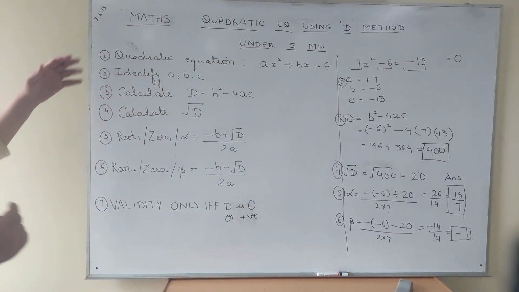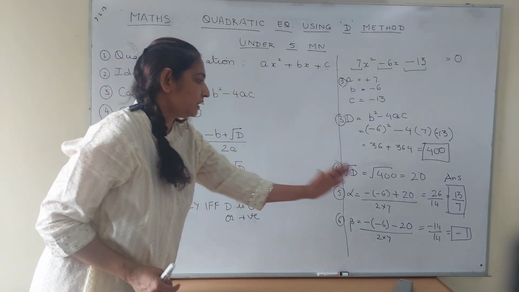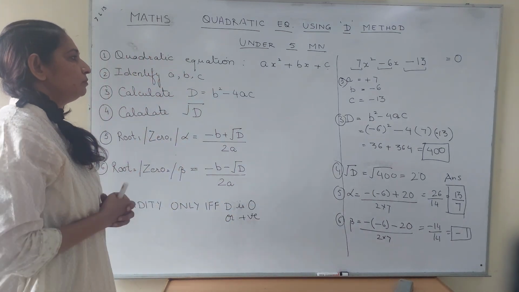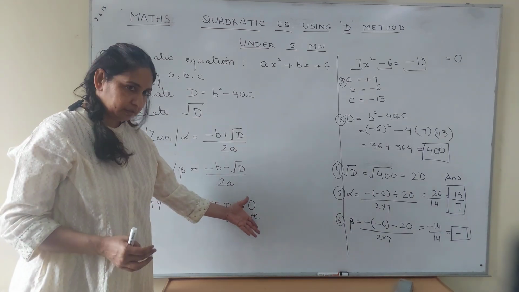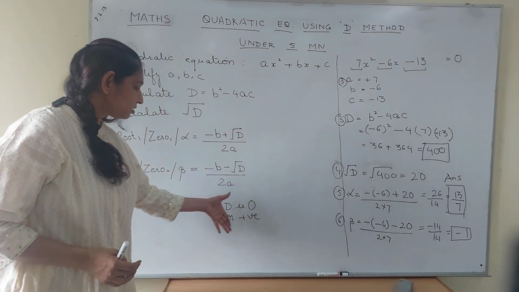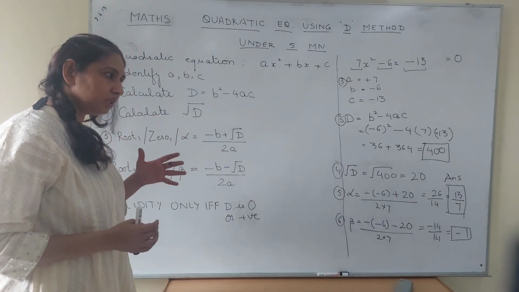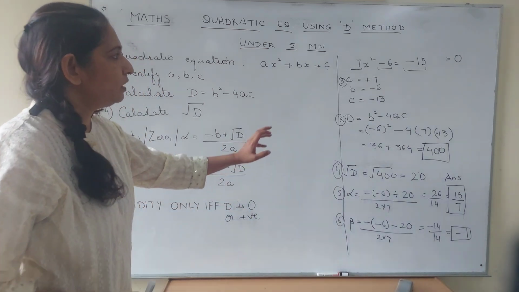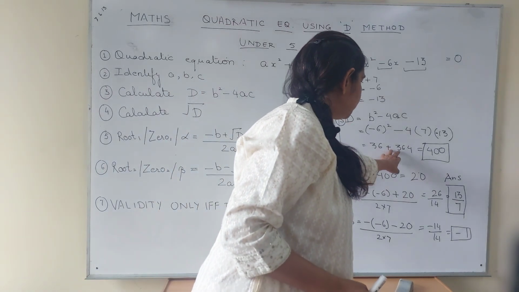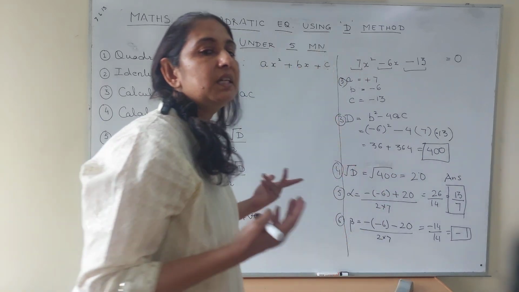So the objective of solving the quadratic equation, which is finding the two roots, is done. We found alpha as this, beta as this. Now one important point to be noted here: though I've written it in the end, this is the foremost condition. This method can be used only if the value of D comes out either 0 or positive. When we calculated the value of D, it came out plus 400, so it is definitely positive.